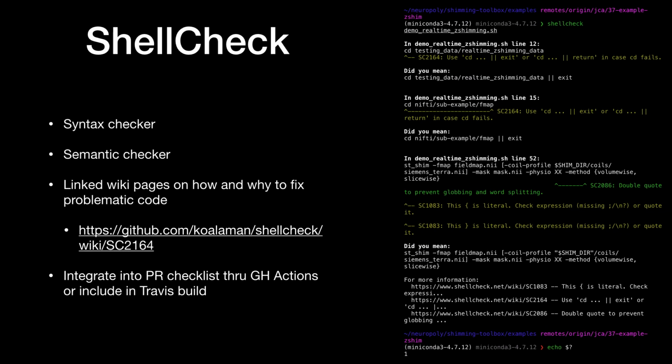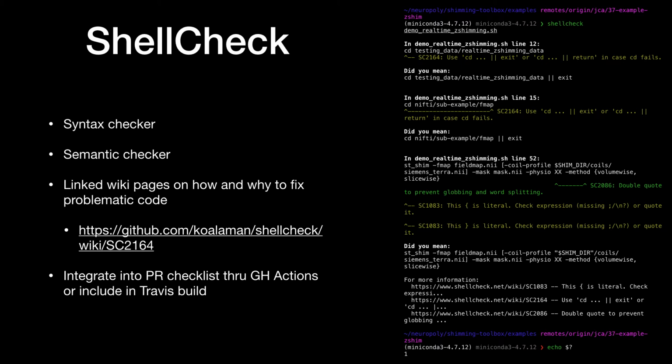So first, let's look at the best automated checker for shell scripts. It's called ShellCheck. I just added it to the shimming toolbox repo last week, and it's part of the Travis build. So what it essentially does is it covers both syntax and semantics. When you run it on a shell script, it gives this output on the right, pointing where exactly the problematic code is, how to fix it, and a link to a wiki page about that particular pitfall.